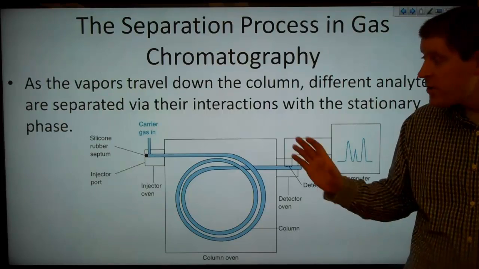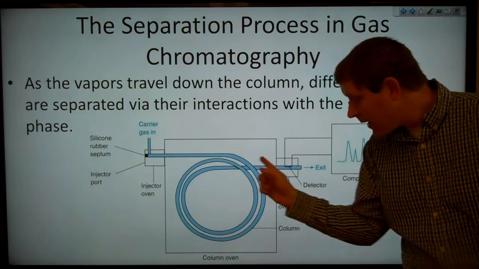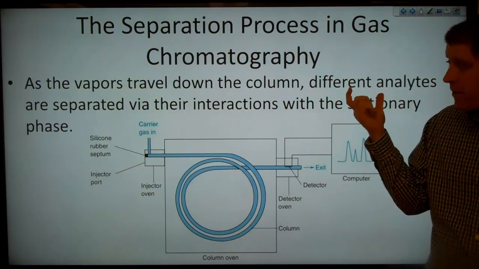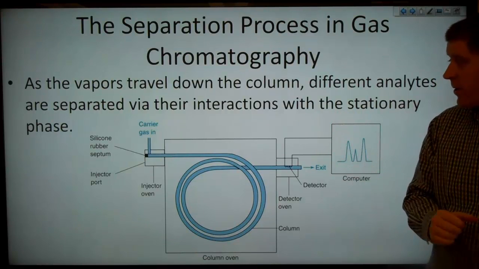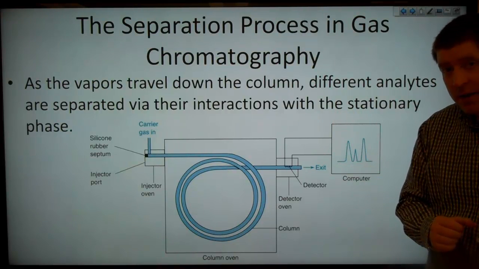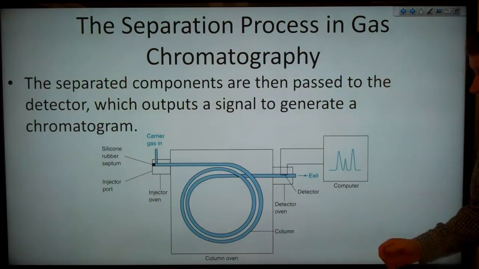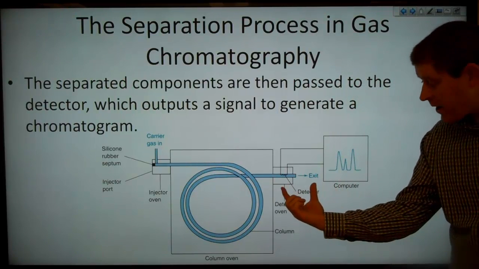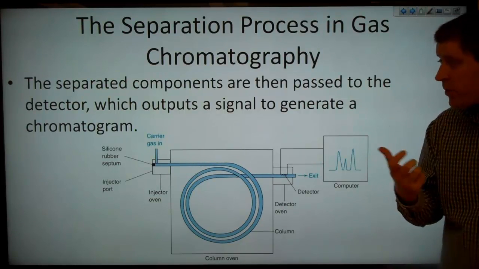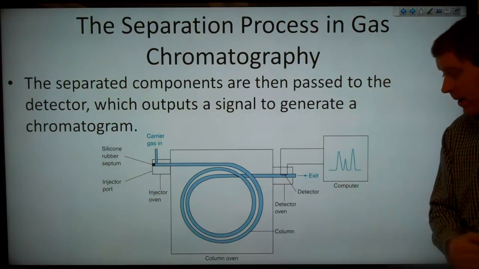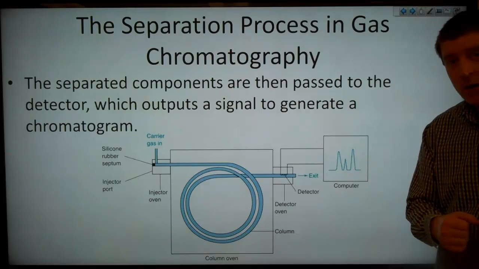And as those vapors travel down our column here, different analytes are separated via their interactions with the stationary phase. And then our separated components exit the column and are passed to our detector here, which then outputs some signal to generate a chromatogram. They're usually displayed on a computer.